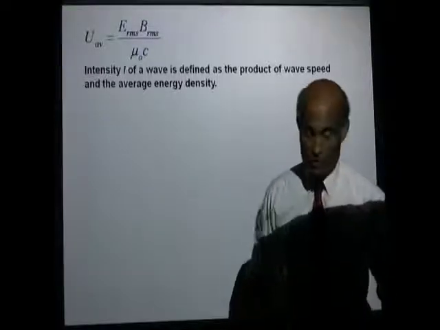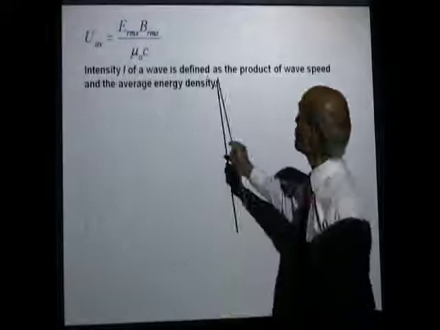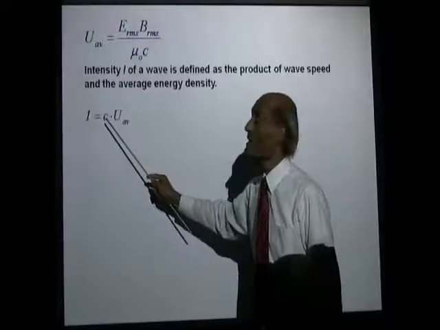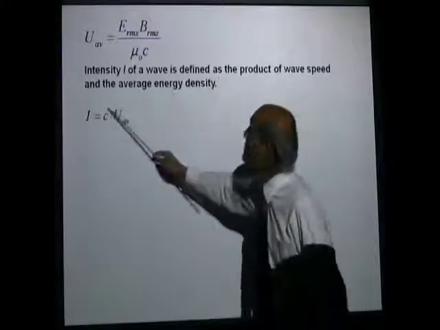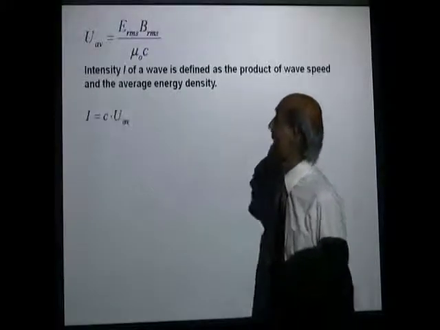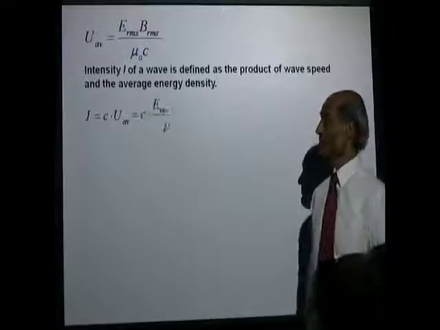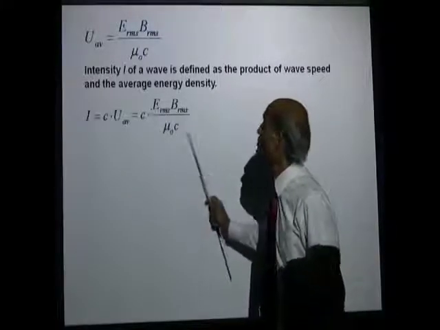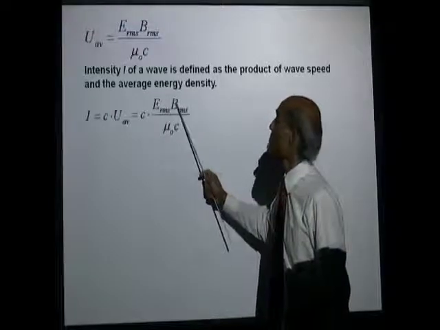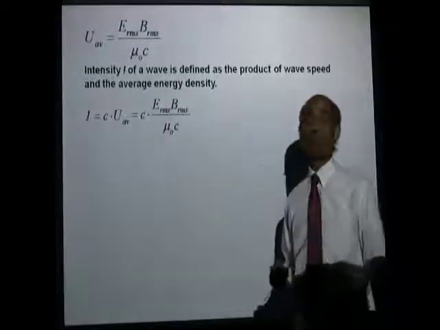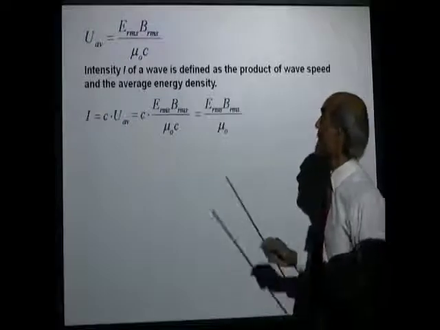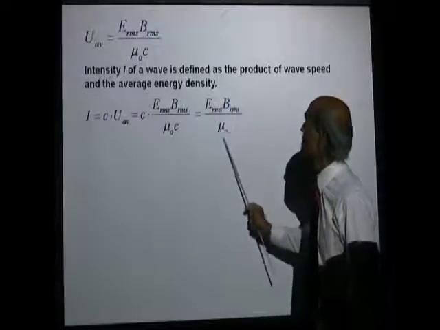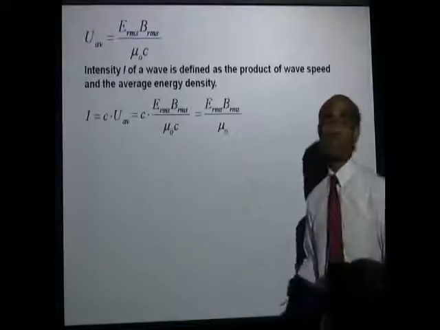Well, having known what intensity is, we can make use of that definition. In other words, intensity I is the product of the wave speed C and the average energy density. So I can now write it as C times the average energy density, which is E RMS B RMS divided by mu 0 C, and that will be E RMS B RMS divided by mu 0 because the C's will disappear.